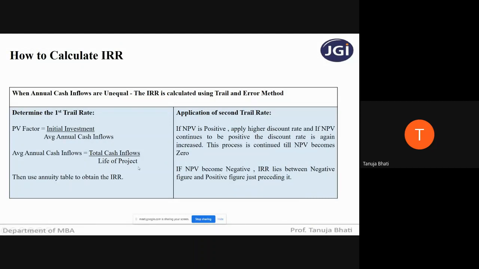See the life of the project. Suppose the number of years is 5. Corresponding to that, what is the PV factor? Corresponding to that, what is going to be your IRR? So that will be your rate of return.